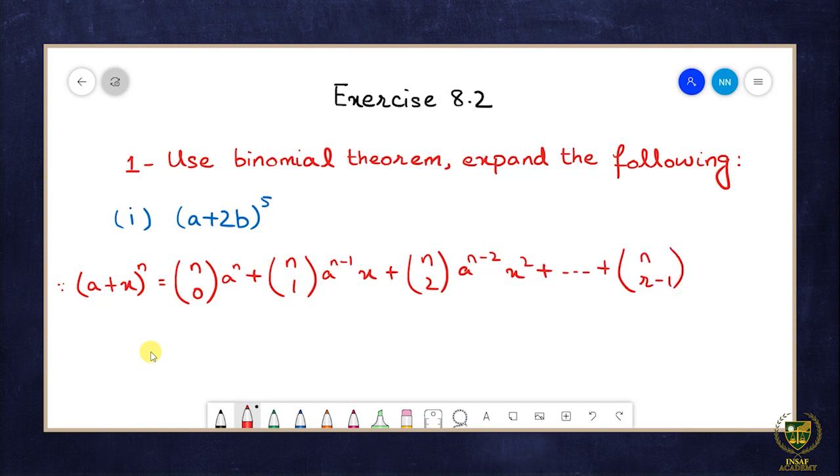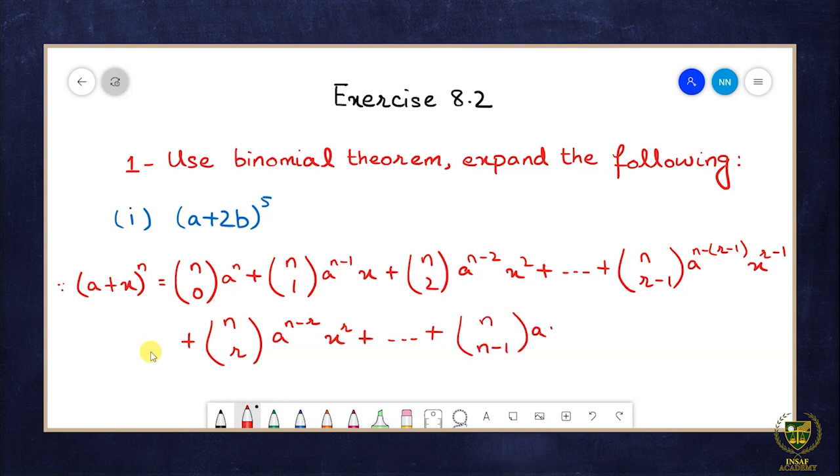nC(r-1) into a raised to the power n minus (r-1) into x raised to the power r-1 plus nCr into a raised to the power n minus r into x raised to the power r plus up to nC(n-1) into a into x raised to the power n-1 plus nCn into x raised to the power n.